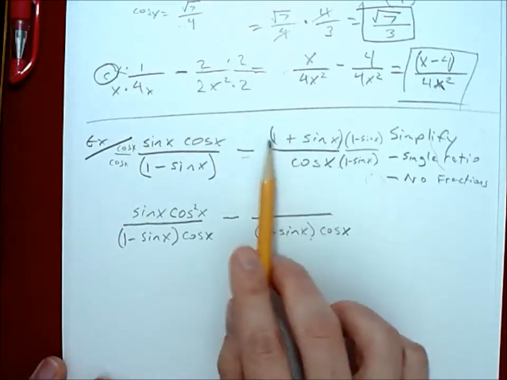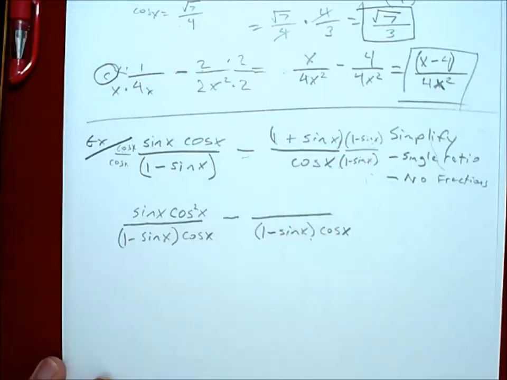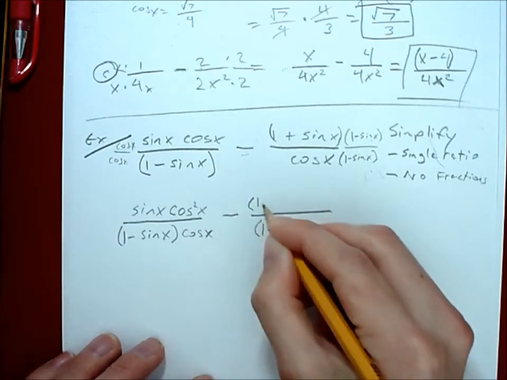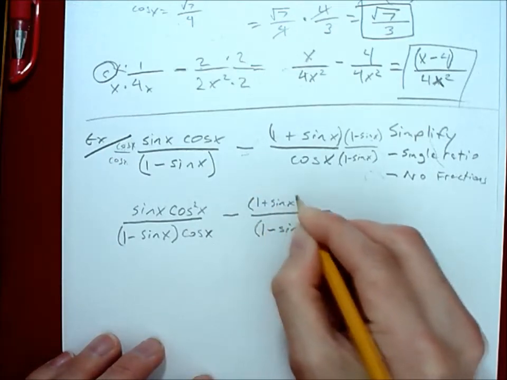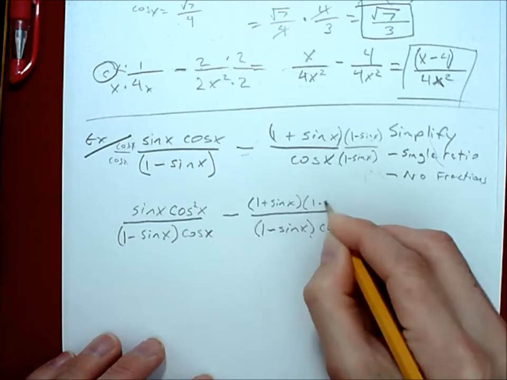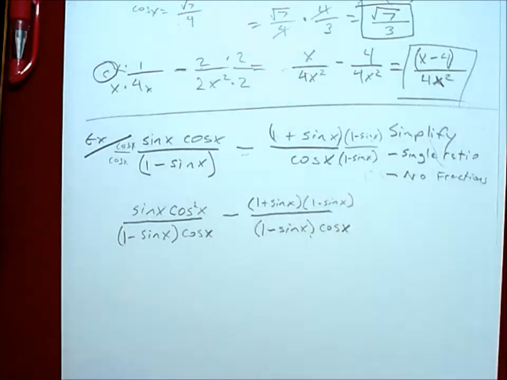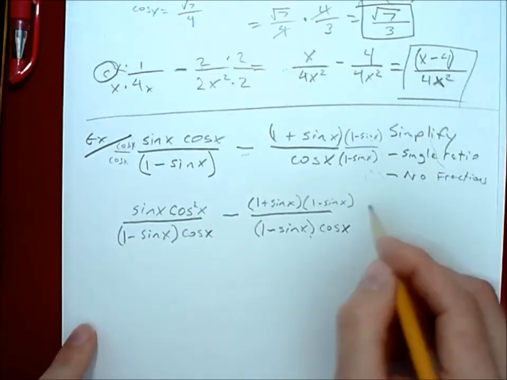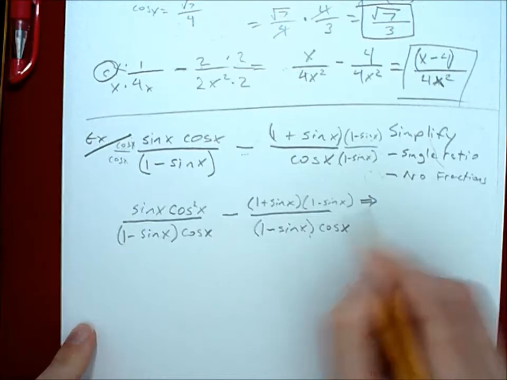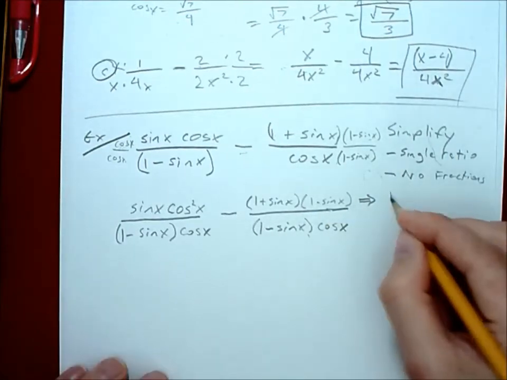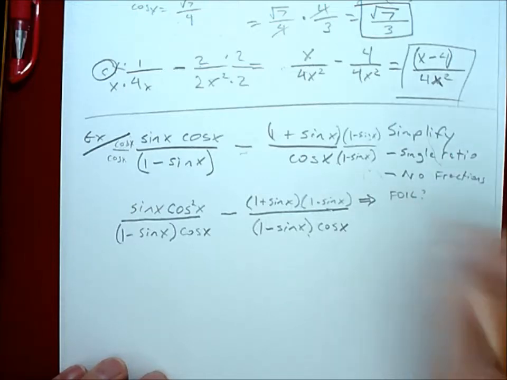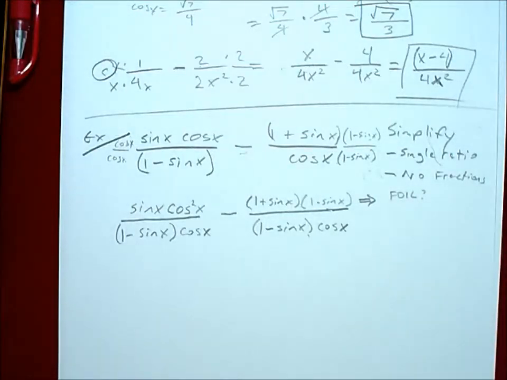Or, if you notice, this follows a pattern for a shortcut that we'll talk about in a second. But first I'm going to go ahead and just write it down like it is. This is 1 plus sine of x times 1 minus sine of x. Okay. So we said we could maybe foil this thing on the top. Or distribute, in other words. And so you can do that.